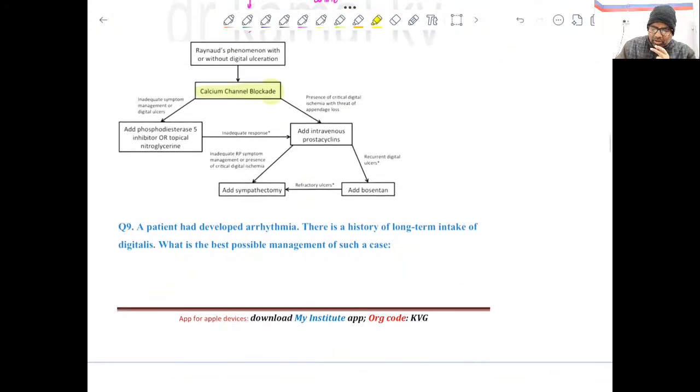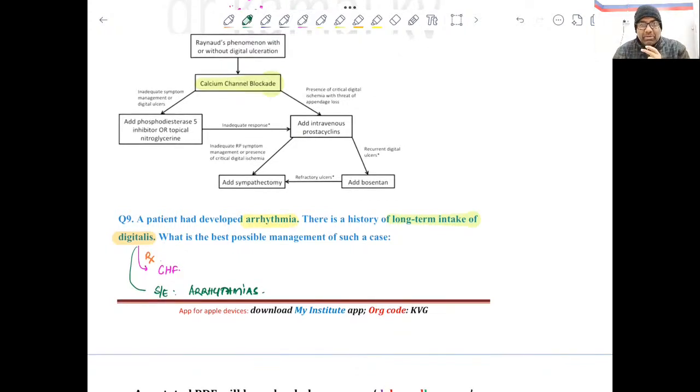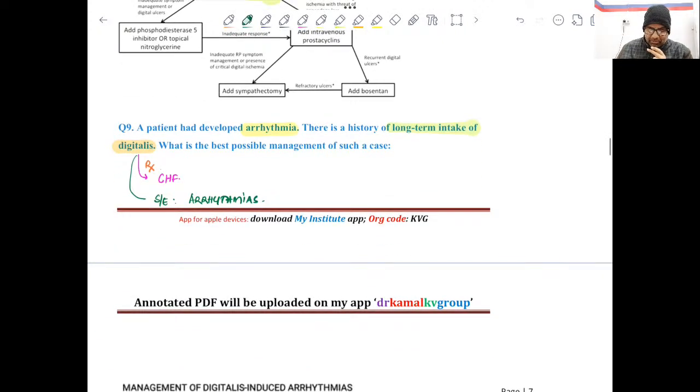Then moving forward, a patient developed arrhythmia, that is a conduction disorder, and he has been taking digitalis for a long time. Now what needs to be done? Remember, digitalis is a drug given for congestive heart failure, but the side effects are arrhythmias. Clear? So this is one problem with digitalis, and therefore we have to monitor the therapeutic concentration. So we do therapeutic drug monitoring.